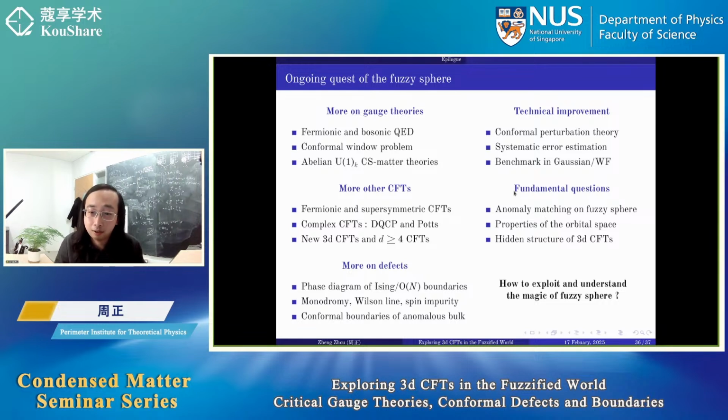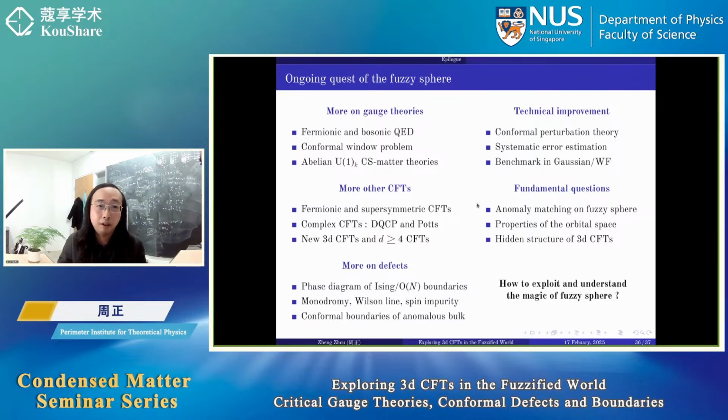Finally, there are more fundamental questions. For example, how to do anomaly matching on the fuzzy sphere? How do we interpret the properties of the orbital space, for example, the entanglement and the fluctuation in the orbital space? And the final question: are there any hidden structures that help us to understand the 3D CFTs? All these ongoing questions come down to how we can exploit and understand the magic of the fuzzy sphere.